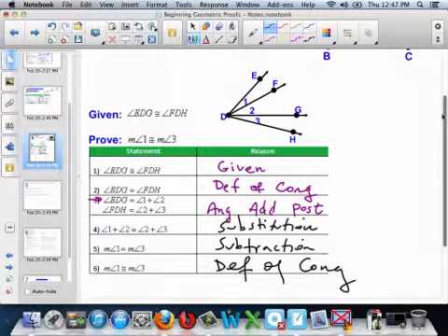Okay, I'm gonna make you guys do one on your own, but you can work as a group. That's one of the reasons why we're sitting in groups.